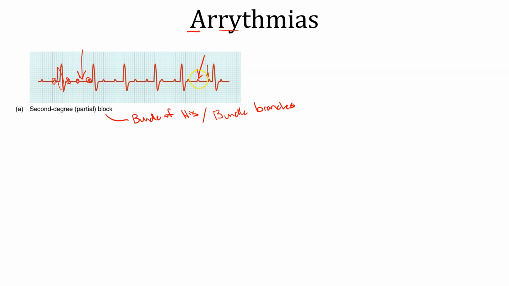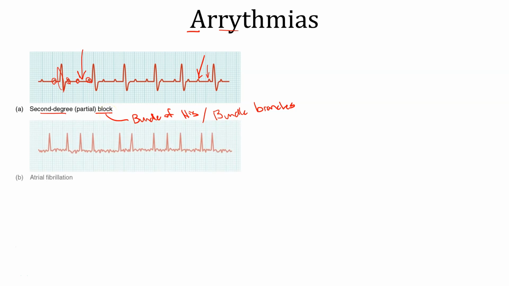So what's happening is that the signal is generated and sweeps through the internodal pathways, but then it doesn't make its way down into the Purkinje fibers, at least not every time. About half the time it does, and half the time it doesn't. We would call that a second-degree partial block or heart block. That can be diagnosed with an ECG.